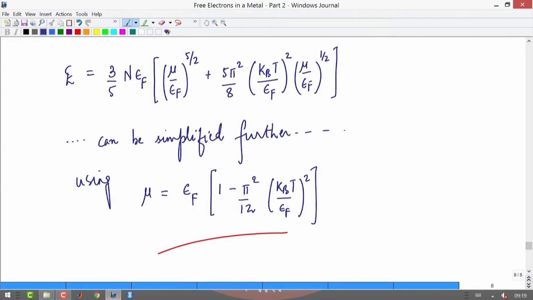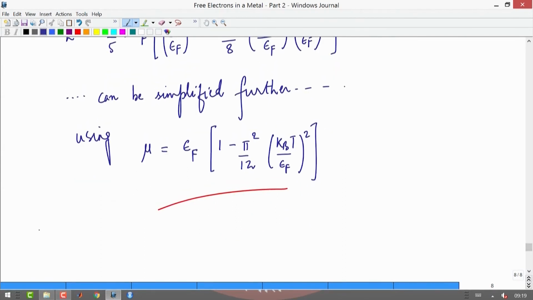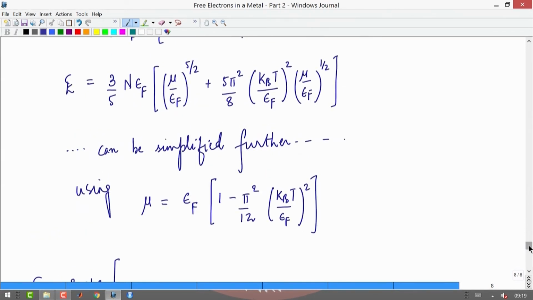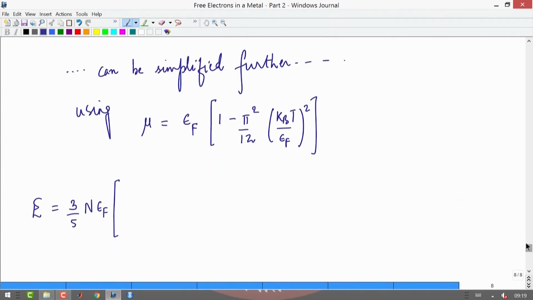as E equals to 3 by 5 into n times the Fermi energy. This was the prefactor outside. Mu over EF to the power 5/2 is just 1 minus pi square by 12 into kT over Fermi energy to the power 2 raised to 5/2.